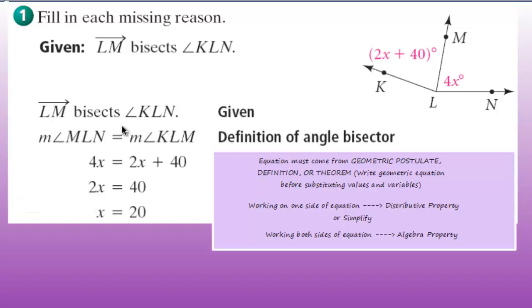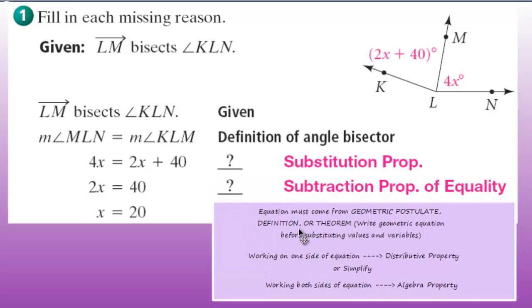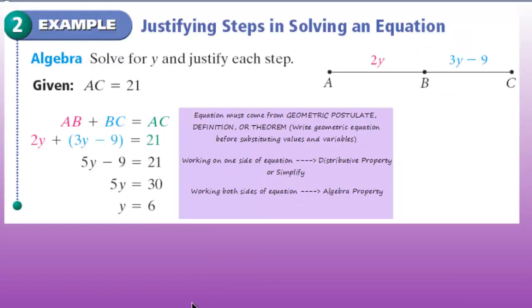Now how do we get from these letters to these expressions? Well, we substitute in, right? And then we're going to subtract 40 from both sides, so that's subtraction property. And then we're going to divide by 2, so that would be the division property. So again, we're always going to start with a geometric postulate, theorem, or definition, and then beyond that is going to be an algebraic property.